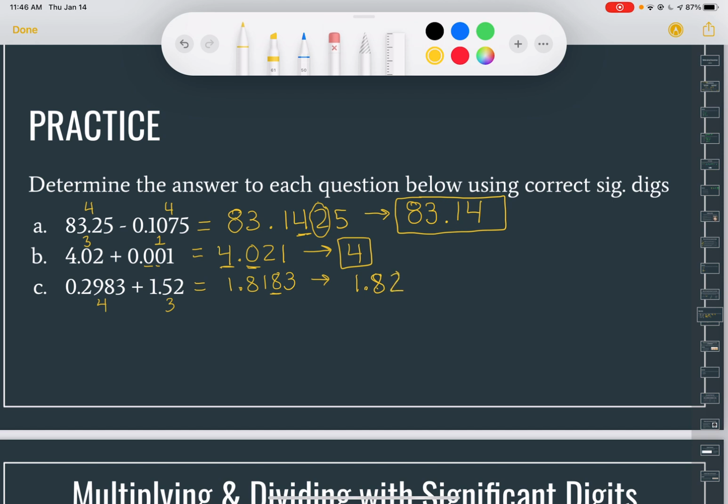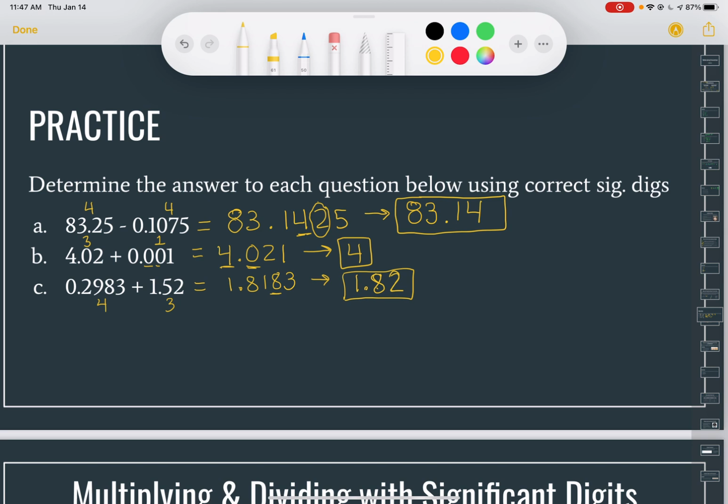I hope that makes sense, that we need to round that number up, because this number is almost 2. It's like 1.83, closer to 2, so we would round that number up to 2. Okay, so our final answer is 1.82 with 3 significant digits.